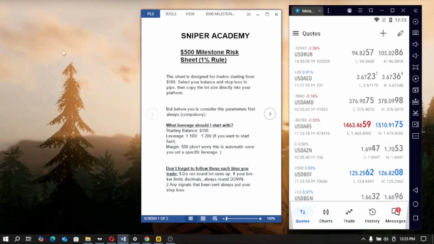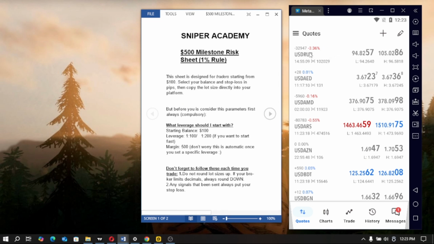Hello everyone, this is Steven, and this is a tutorial video guide on how to use the $500 milestone scaling sheet. As you can see, on my left-hand side is the scale sheet, and on my right-hand side should be your MT5.